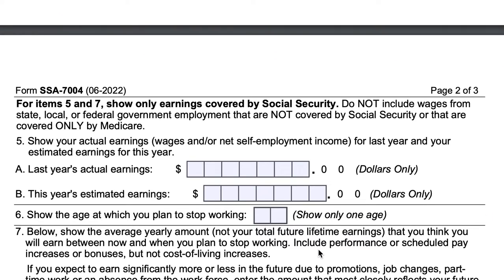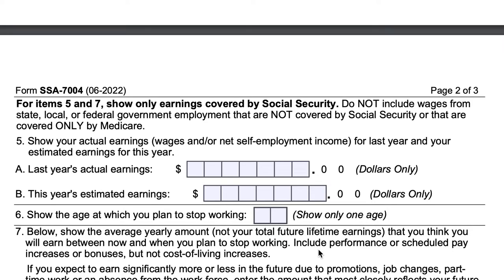On page 2, it gives specific directions for items 5 and 7. You will only show earnings covered by Social Security, not wages from a state, local, or federal government employment that is not covered under Social Security, or income that is only covered by Medicare. So in box 5, you'll show your actual earnings, wages and or self-employment income for last year, and your estimated earnings this year. So your last year actual earnings in 5A, your estimated earnings in 5B.